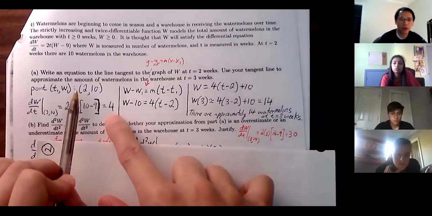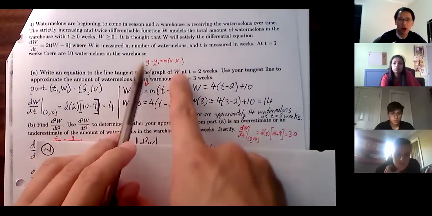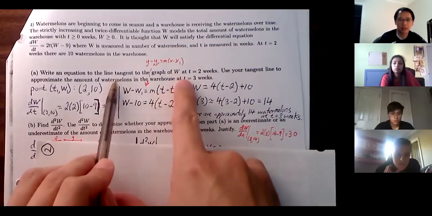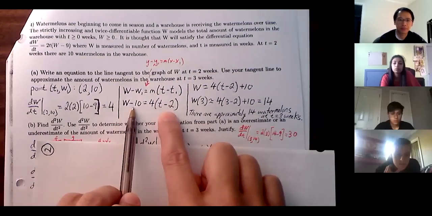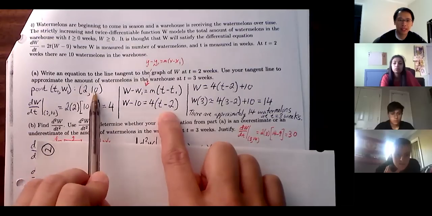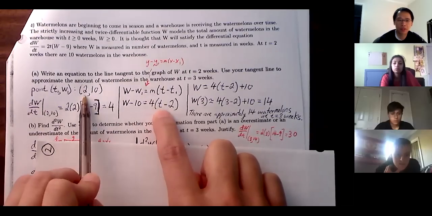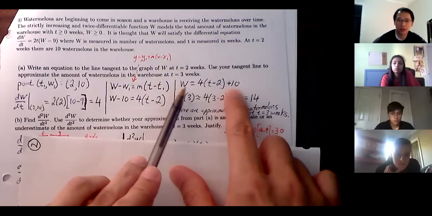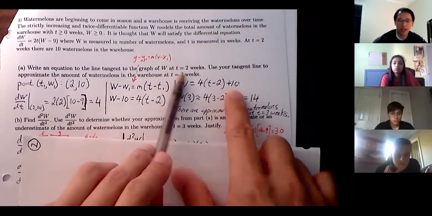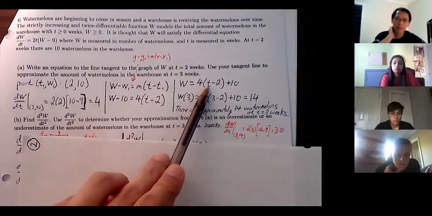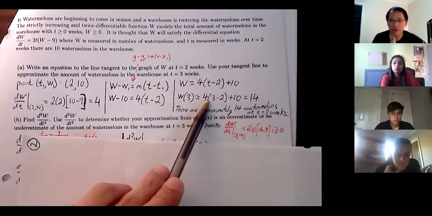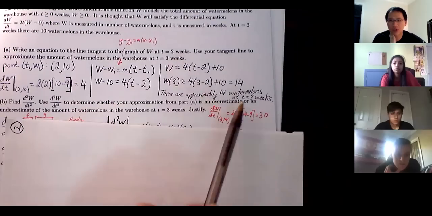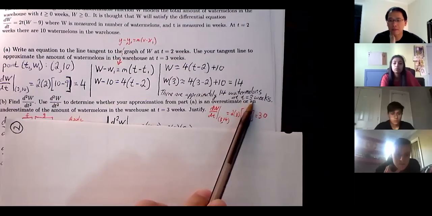So we have our ordered pair, we have our point. And instead of y minus y1, I'm just going to put it in terms of w to match the variables that I have here. So w minus 10 is equal to the slope of 4 times t minus 2. Solve for w, and once I solve for w, I can use this to approximate the number of watermelons at 3 weeks. So we plug 3 in for t: 4 times 1 is 4, 4 plus 10 is 14. So we can approximate that there are 14 watermelons 3 weeks in.